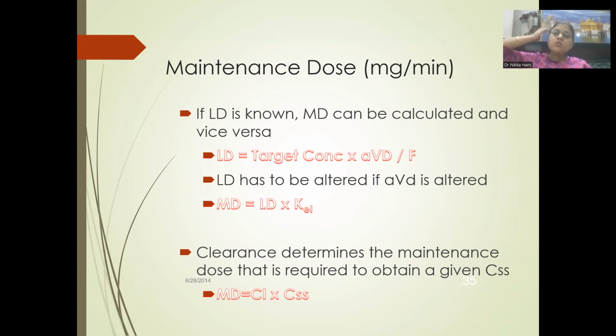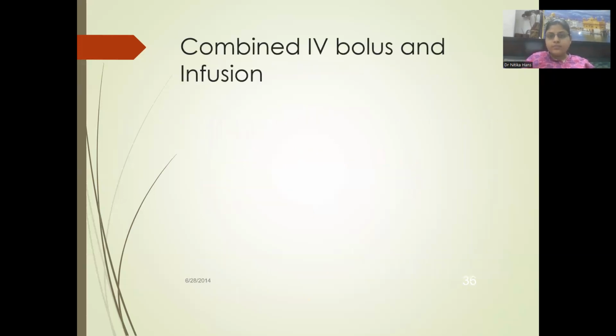So if the loading dose is known, the maintenance dose can be calculated. Loading dose is plasma concentration times volume of distribution divided by bioavailability fraction. And maintenance dose is loading dose times K, the elimination constant. And clearance can also be used to determine the maintenance dose.